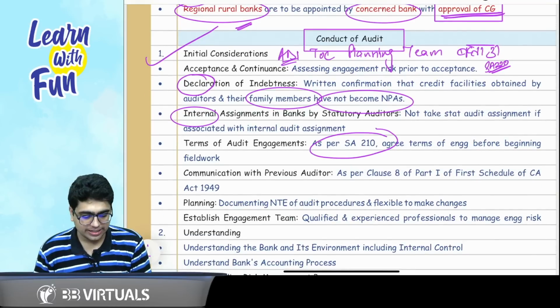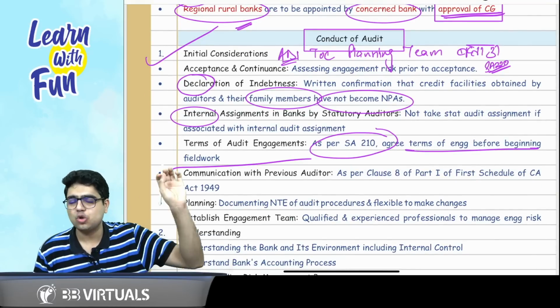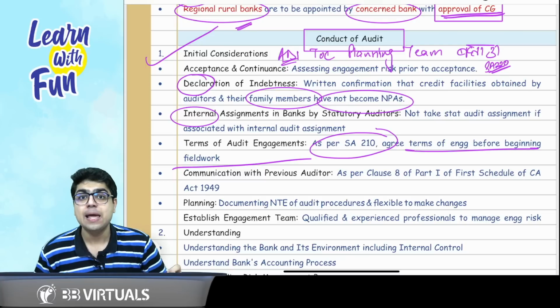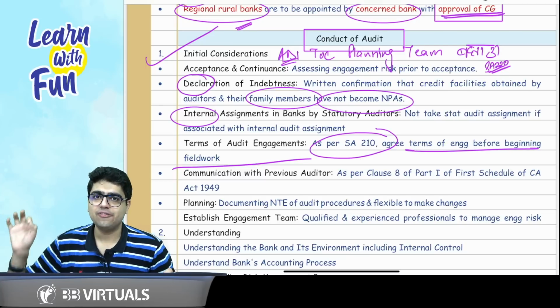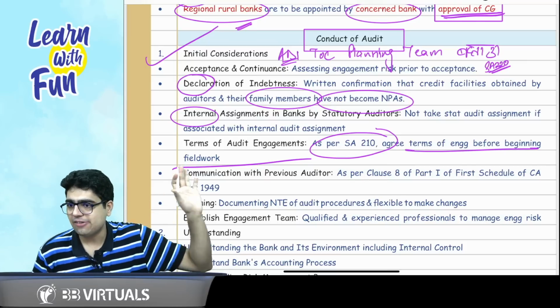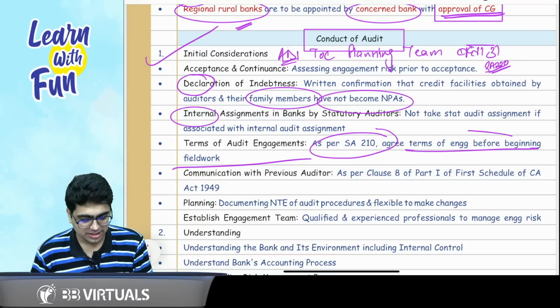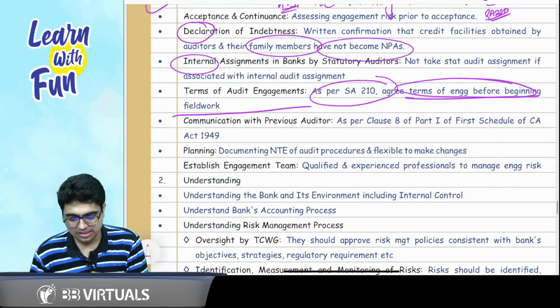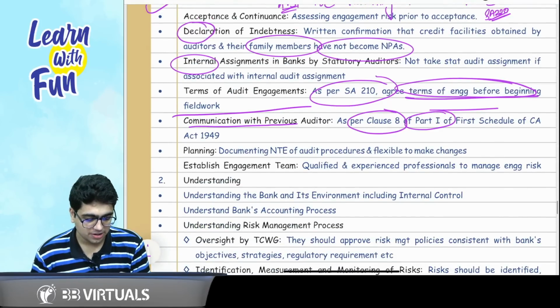As per SA 210, agree the terms of audit engagement, that is the scope and objective of audit, responsibilities of the management, responsibilities of the auditor, plus financial reporting framework and the audit reporting. Those are the 5 points which are generally covered in the engagement letter. Now, sir, communication with the previous auditor as per clause 8, Part 1 of First Schedule to the Chartered Accountants Act 1949.